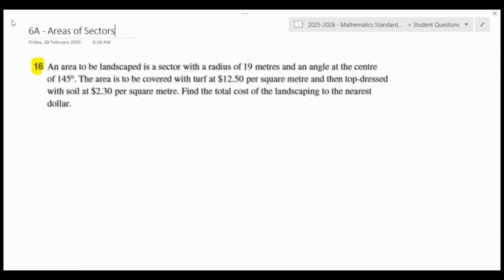All right, so 16. An area to be landscaped is a sector. Just a quick reminder, a sector is basically when you've got a circle, it's the slice of the pie. That's the sector. As soon as you've got that, you go, well, I know that the area of a sector is the angle of the sector, theta, out of 360, because that tells us how much of the circle we're actually using, and then pi r squared, because area equals pi r squared is our normal area for a full circle, but we've got the theta on 360, so we can designate that it's only part of it.